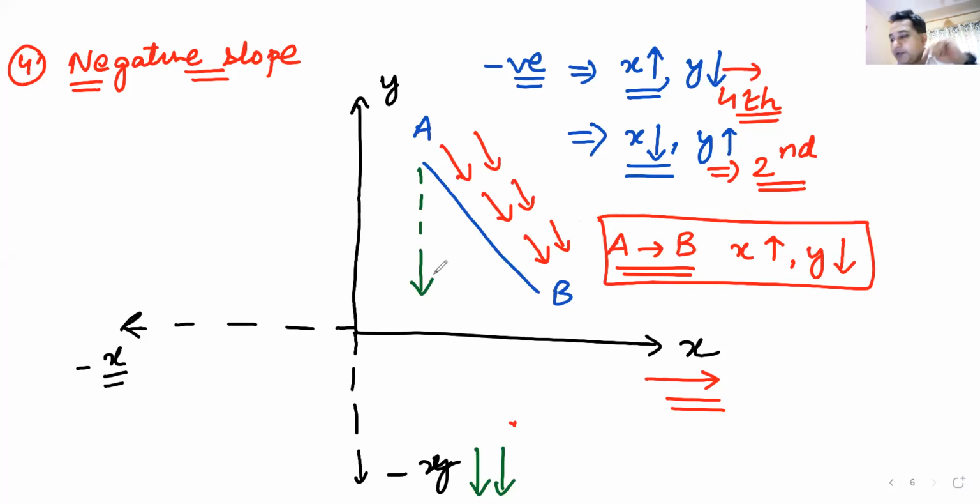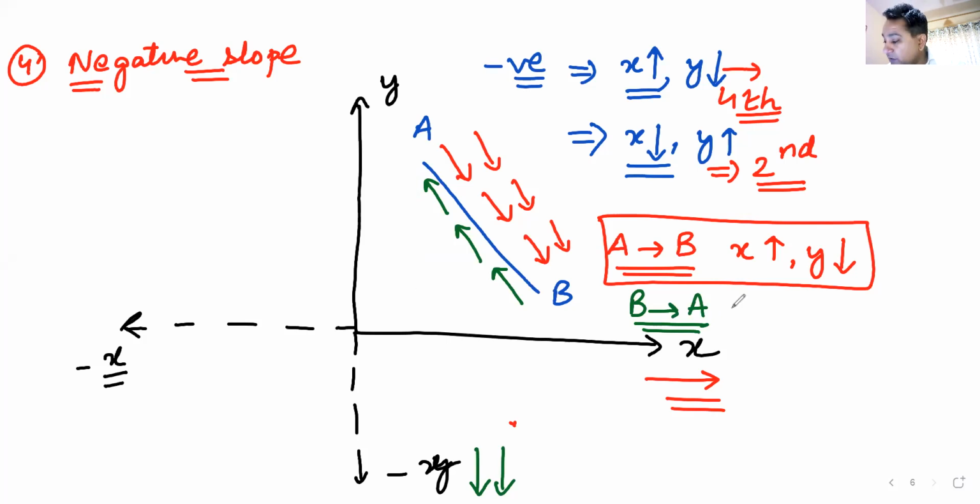Okay. Then tell me what is happening when I'm going from B to A. See, look at this. This is B to A. What is happening when I'm going from B to A? Anyone? No one?